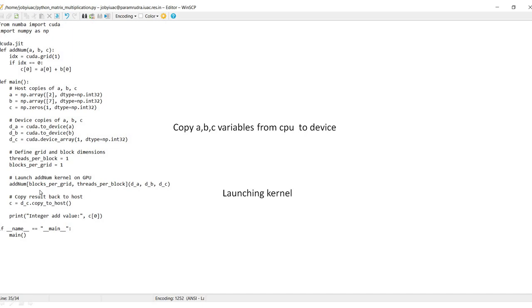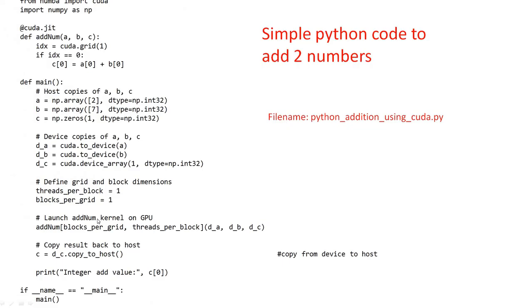Then you can launch the kernel. Now it is looking very different. The syntax: addnum is the function name which is going to be running in the GPU, then blocks per grid, comma, threads per block. It is like two different arguments like earlier, and whatever variables you are passing. And finally you get the C back and you are printing it on the CPU. Now that was a simple program.